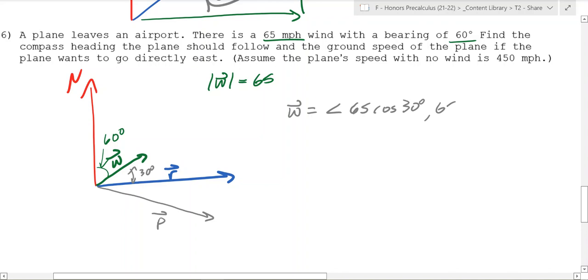And then 65 sine of 30 degrees. So that's what the components are for the wind. The plane, we don't know what this angle is right here. We'll call this theta right here.